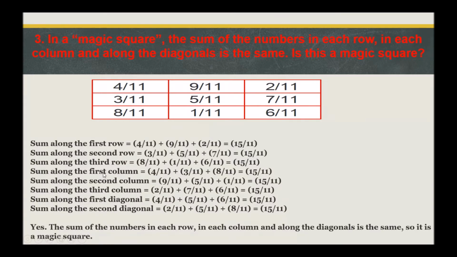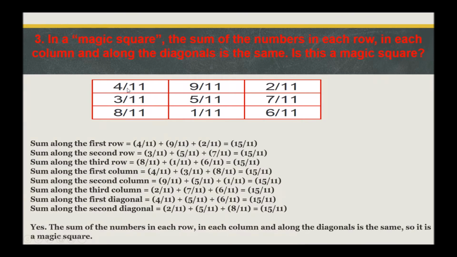Now we will sum the columns. So first column, 4 upon 11, 3 upon 11, 8 upon 11. We will add 4, 3, 8, that is 15 upon 11. Then the second column, 9 upon 11, 5 upon 11, 1 upon 11. We will add 9, 5, 1, that is 15 upon 11. Then the third column, 2 upon 11, 7 upon 11, 6 upon 11. We will add 2, 7, 6, that is 15 upon 11.